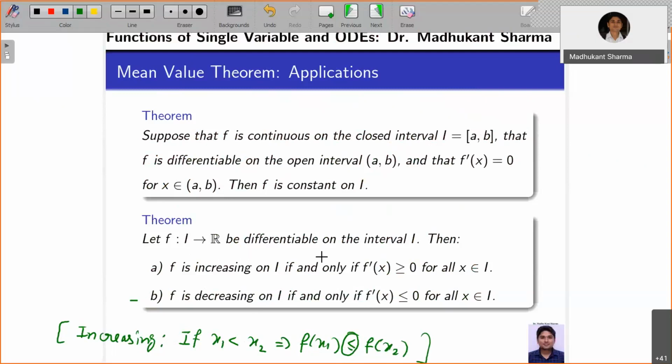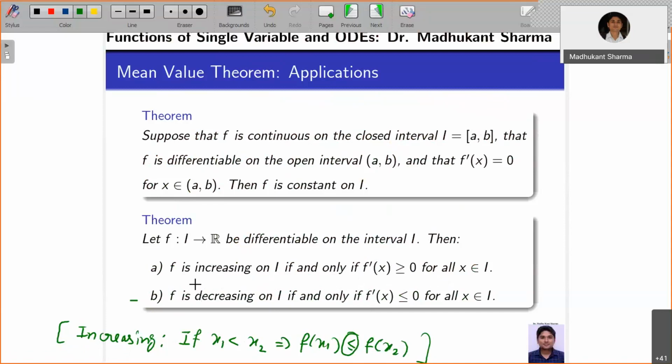Let f be differentiable on the interval I, then f is increasing on I if and only if f dash of x is greater than or equal to 0 for every x in I. It means that if the derivative remains non-negative over the entire interval I, then f is increasing on I. Also, if f is increasing on I, then you can show that the derivative will be non-negative for all x in I. The question then is whether this remains true for strictly increasing functions. That we will look at later.